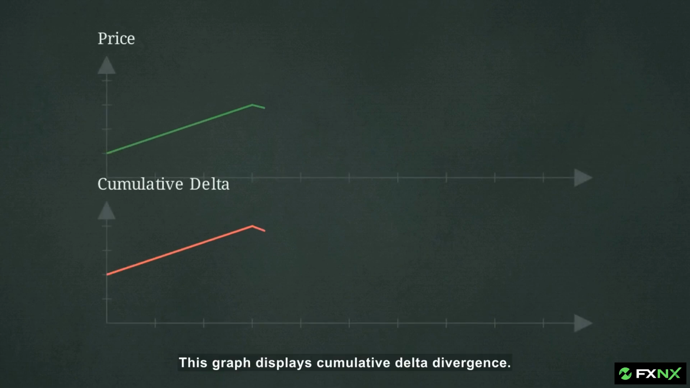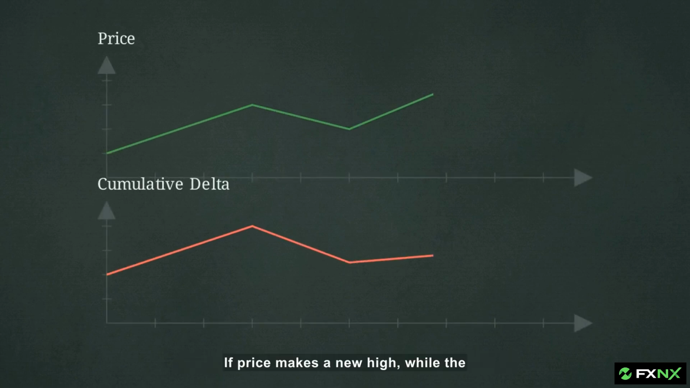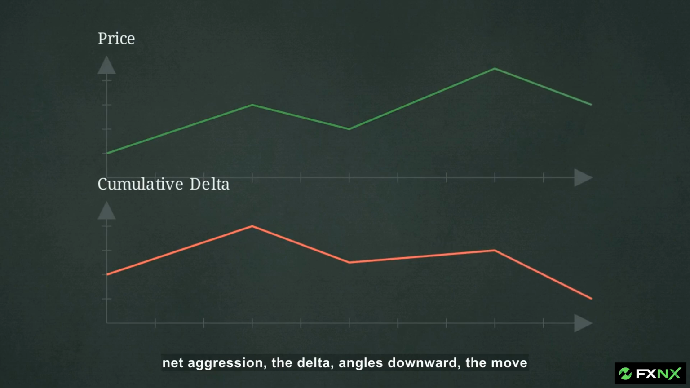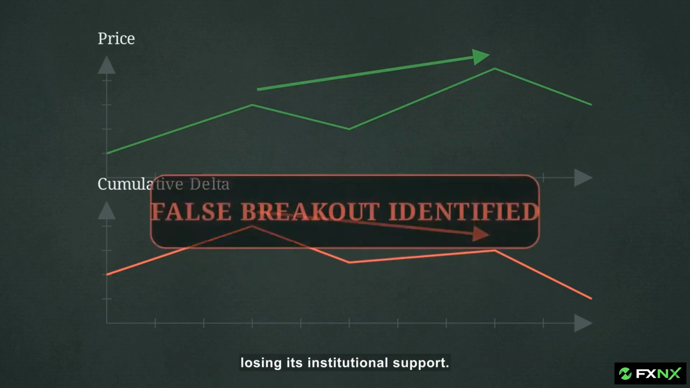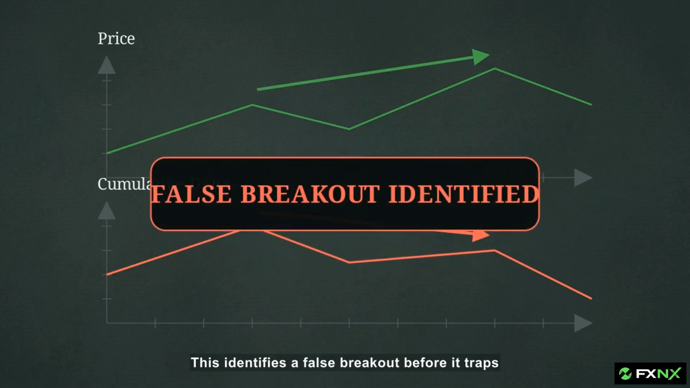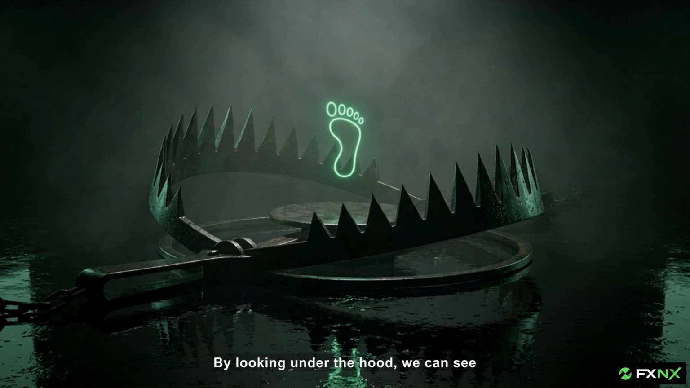This graph displays cumulative delta divergence. If price makes a new high while the net aggression, the delta, angles downward, the move is losing its institutional support. This identifies a false breakout before it traps you. By looking under the hood, we can see the stop hunt wick was a calculated institutional trap, and the footprint chart provides the definitive confirmation.